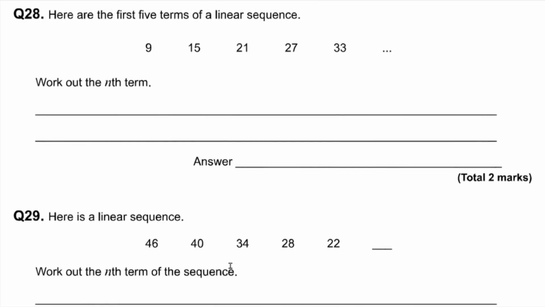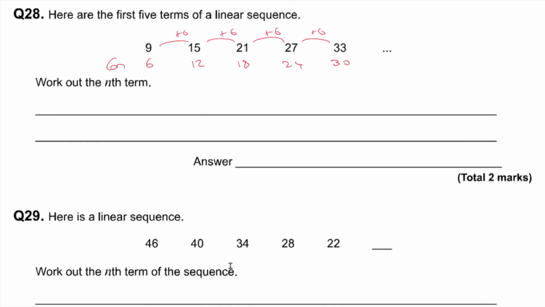Question 28. Here are the first 5 terms of a linear sequence. So it's linear. What's it going up in? So 9 plus 6 is 15, plus 6, plus 6, plus 6. Okay, so again, I know something that goes up in 6s. It's 6n, or the 6 times table. That gives you 6, 12, 18, 24, 30.